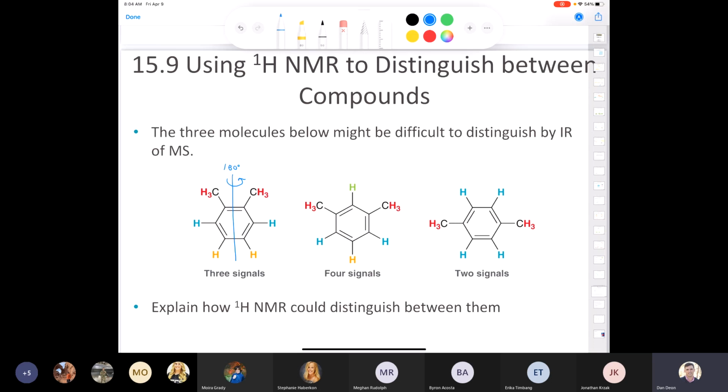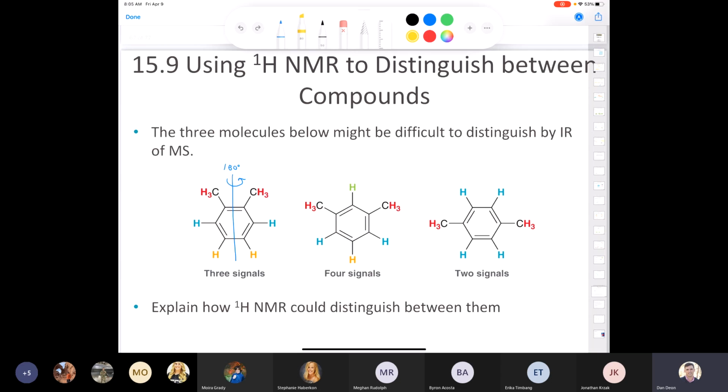We see the same thing applying here, that we have that axis of rotational symmetry, and that explains why the red protons are chemically equivalent, and why the blue protons are chemically equivalent. However, the green and the yellow protons are not chemically equivalent, are they? Because you can see that this proton in green is next to the two methyl groups, therefore it's in a different electronic environment than the proton in yellow.